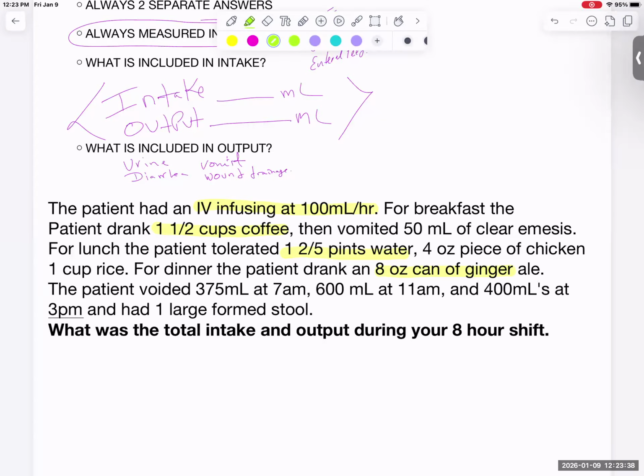They vomited, and all those voids. Voids mean what? Urinating. So yeah, guess what? In nursing school, you've got to learn the terminology. This is part of it.